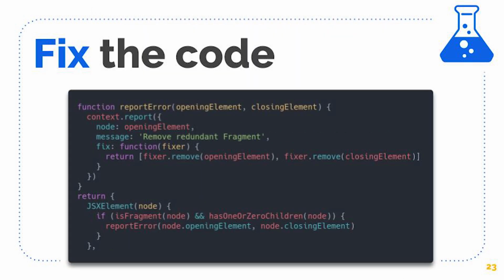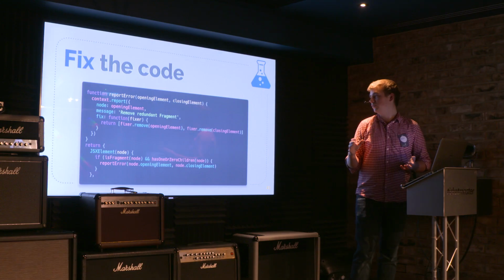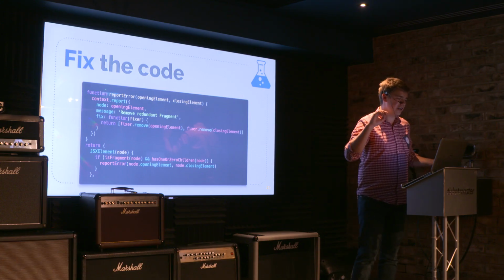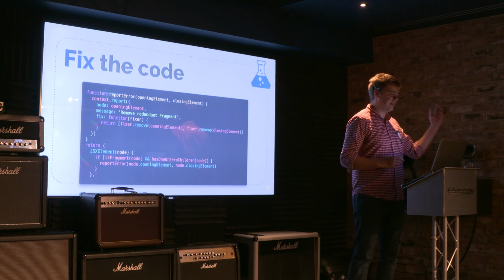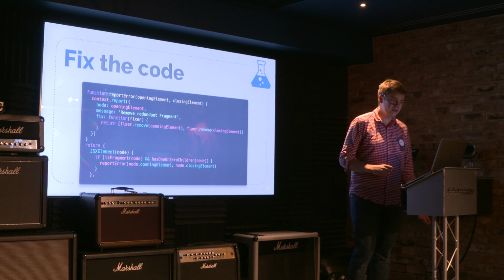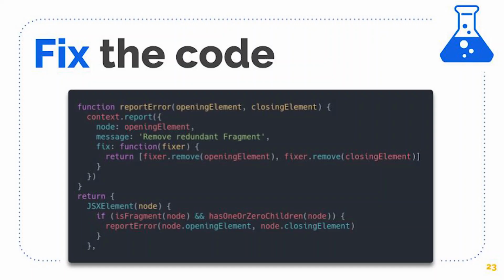The one extra bit we can do is write a function that will fix the linter error. The main principle here is to do as little as possible. So we're not going to try and reformat the code. We're going to leave that to Prettier and our ESLint rules about formatting. All we want to do is delete the opening and closing elements.